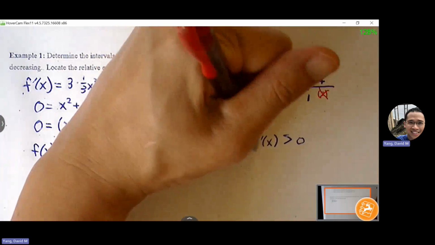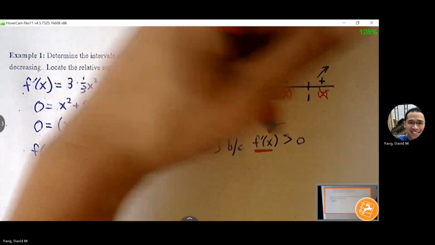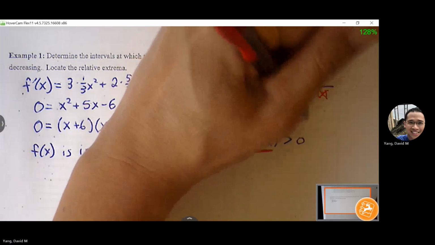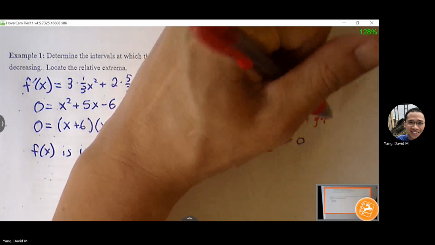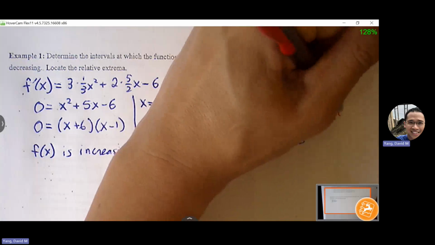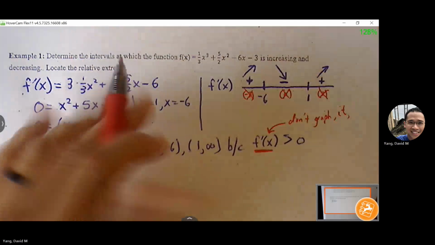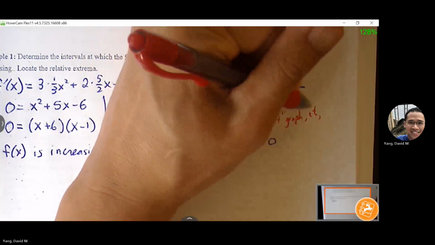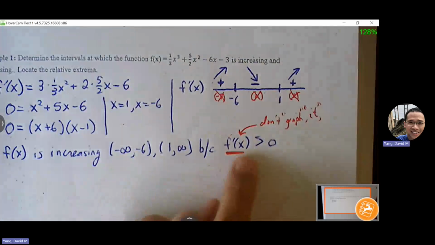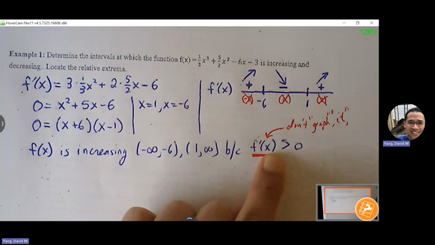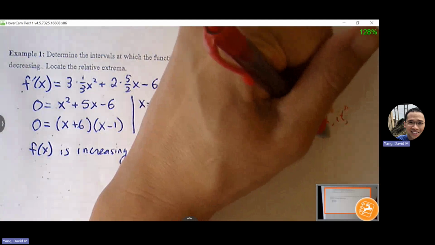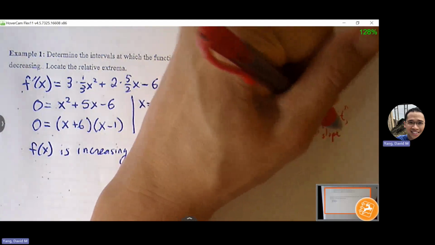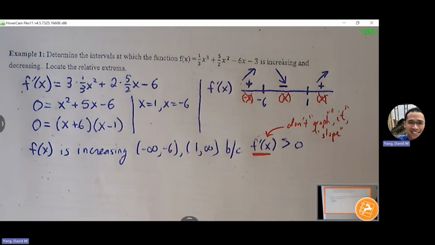Make sure that you name your graph. Okay, don't say graph or it. Name your graph. And that's something that they look for on the AP exams too. If you just say, oh, because the graph is greater than 0, or because the slope is greater than 0, name what, be more specific. Okay? Don't say graph or it or slope.